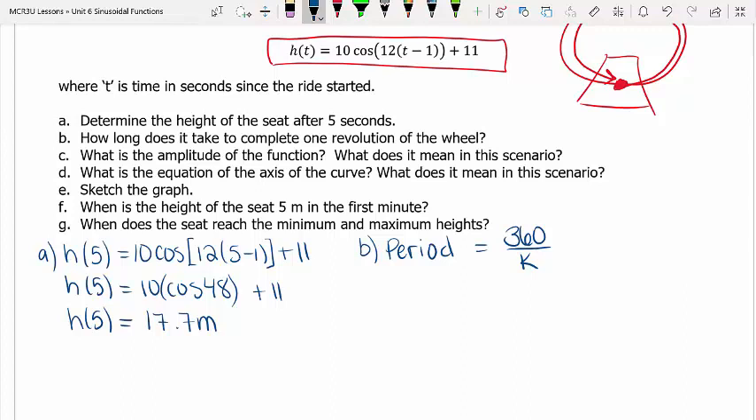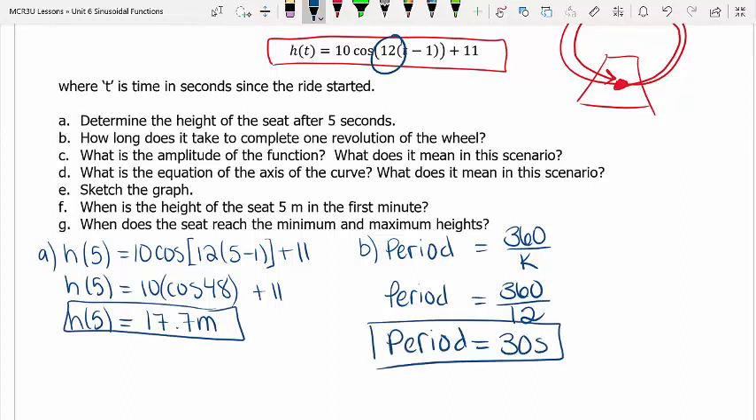If you know the k value, you can find the period, and if you know the period, you can find the k value. So the period here is equal to 360 divided by 12, because that's our k value. So our period is 30 seconds. So it takes 30 seconds to do one full revolution.